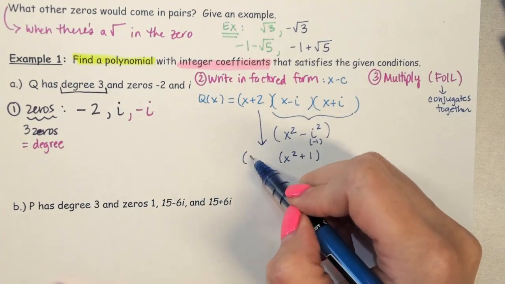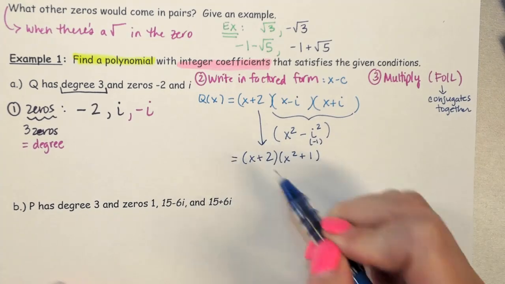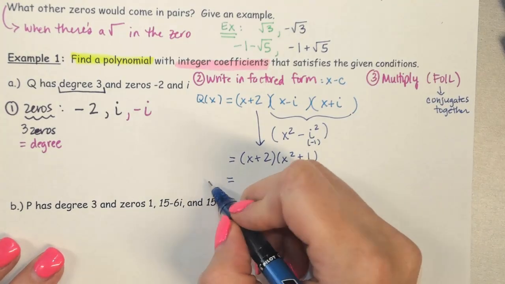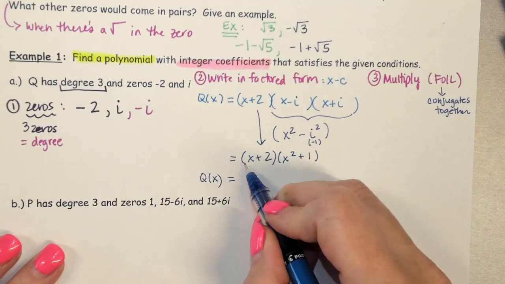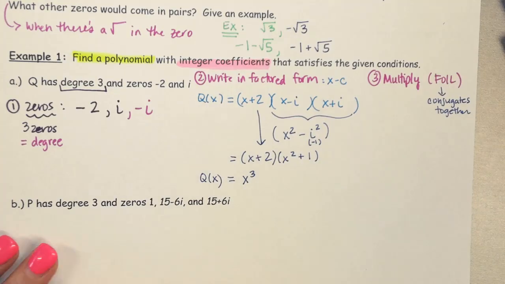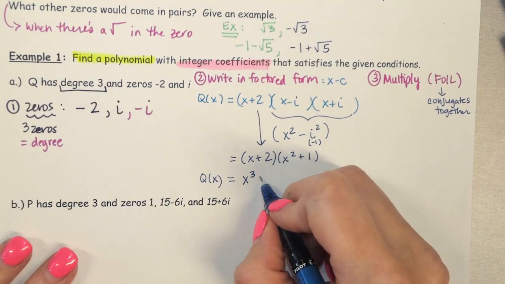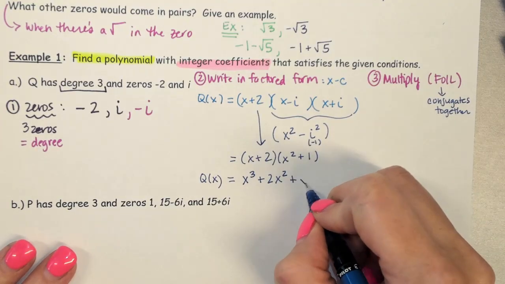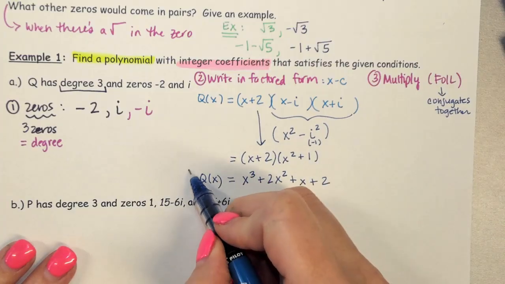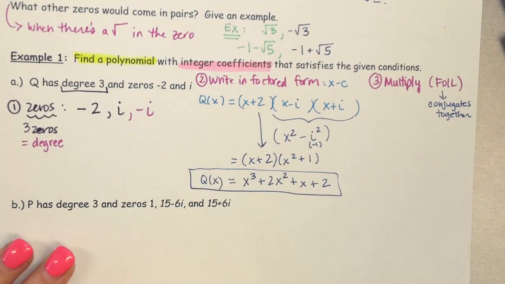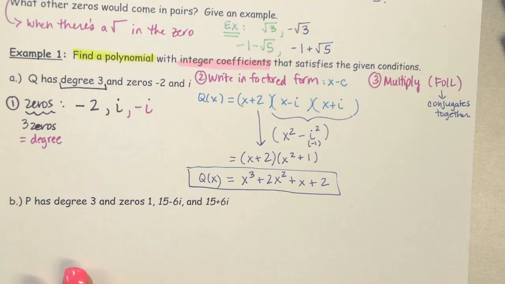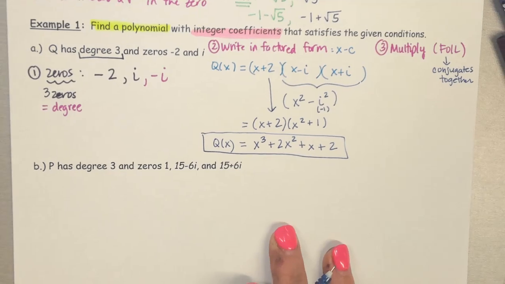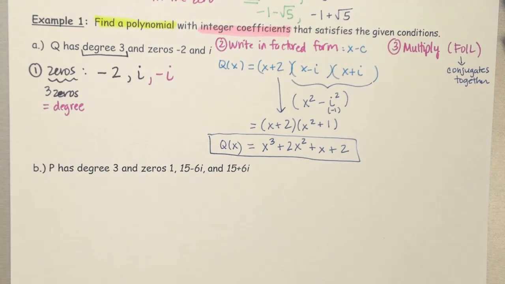And then you still have this x plus 2 in front. So we're going to multiply those together, which again just happens to be a FOIL type of multiplication. So x times x squared is x cubed. You do want to put this in standard form. 2 times x squared is 2x squared. 1 times x, 2 times 1. This is going to be your polynomial. Okay, all of the coefficients are integers there. All right, what questions do you guys have for me on that one?